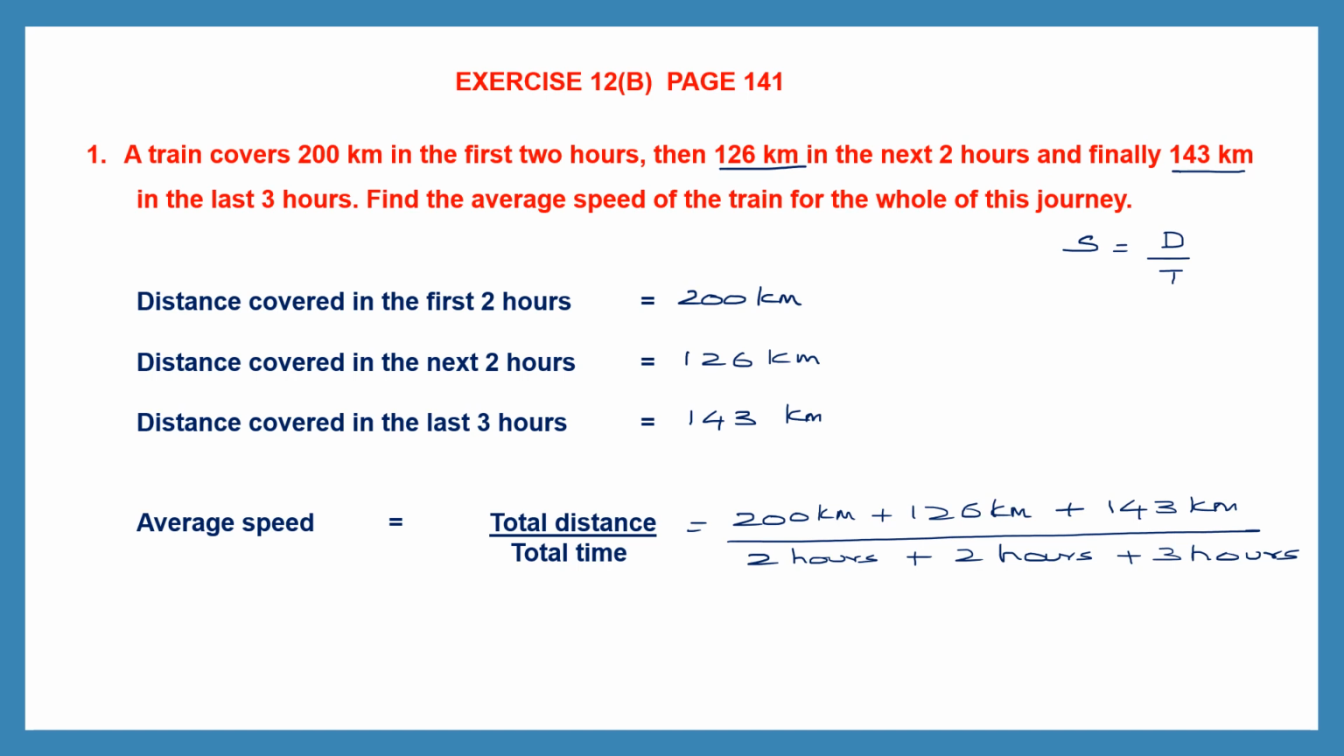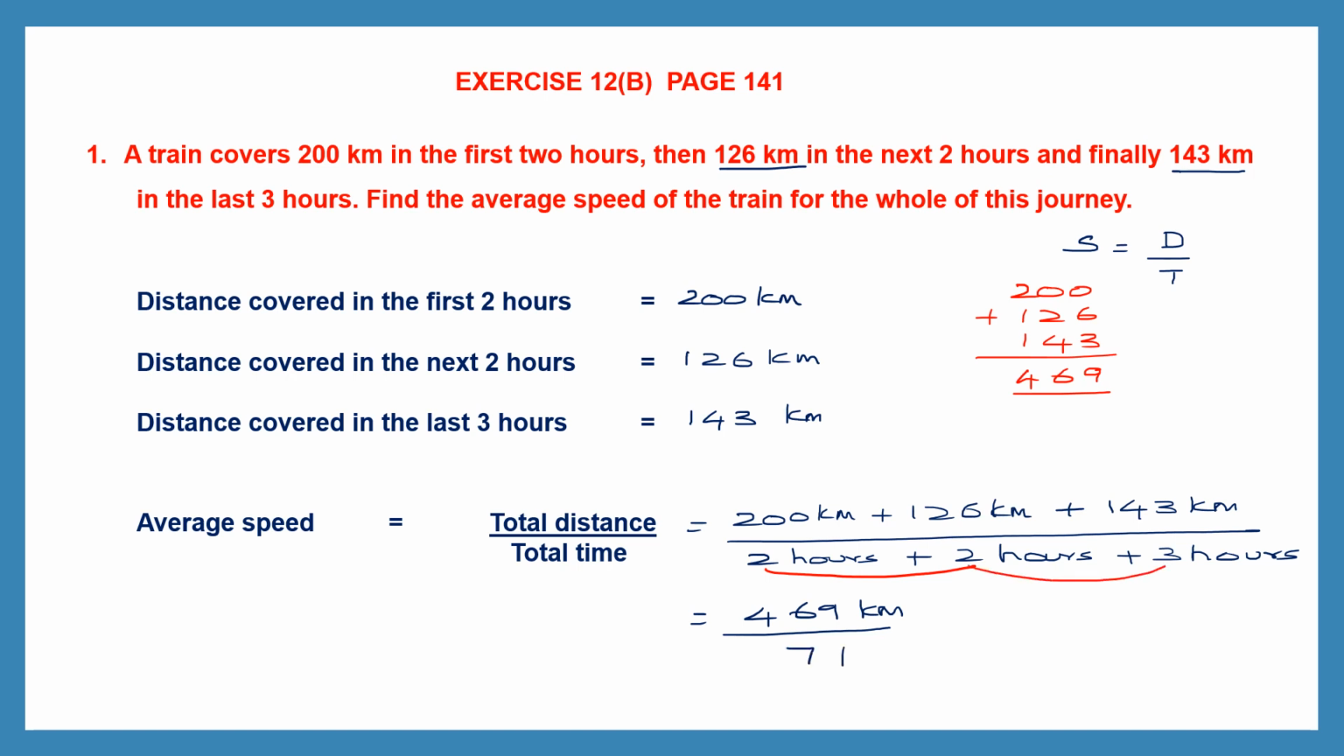So now the first thing we're going to do is add up the distance. Let's add up 200 plus 126 plus 143. 6 plus 3 is 9. 2 plus 4 is 6. 2, 3, 4, so 469. The total distance is 469 kilometers. And this is divided by the total number of hours. We can add these here. 2 plus 2 is 4, 4 plus 3 is 7. So this is 7 hours. So 469 kilometers divided by 7 hours.